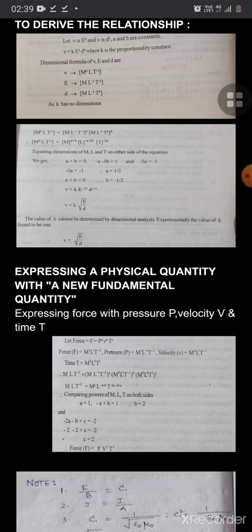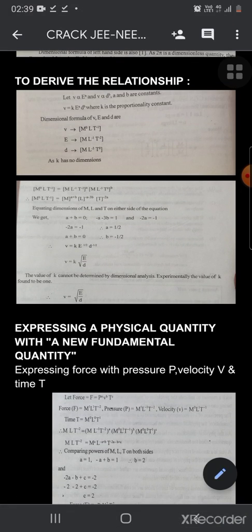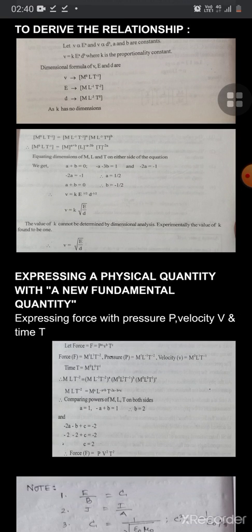Now we have to establish a relation such that v is equal to k into E power a into D power b, simply by proportionality. By equating the bases, the powers. If the bases are equal, then the powers are also equal. While multiplying, if the bases are equal, then the powers are to be added.